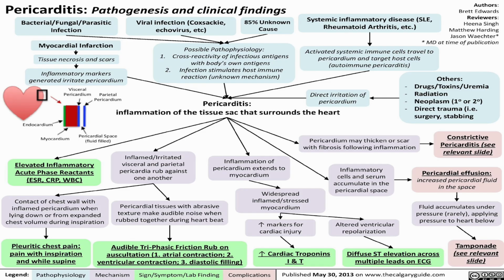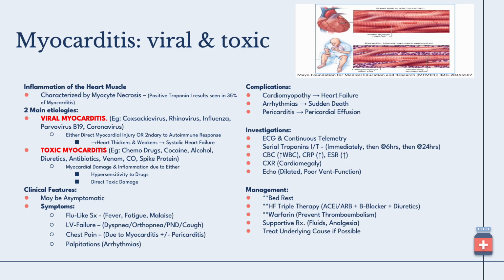And our Calgary Guide for pathogenesis and clinical findings. Myocarditis, so viral and toxic. So myocarditis is inflammation of the heart muscle. It's characterized by myocyte necrosis. So here you're going to have positive troponins seen in about 35% of cases of myocarditis.